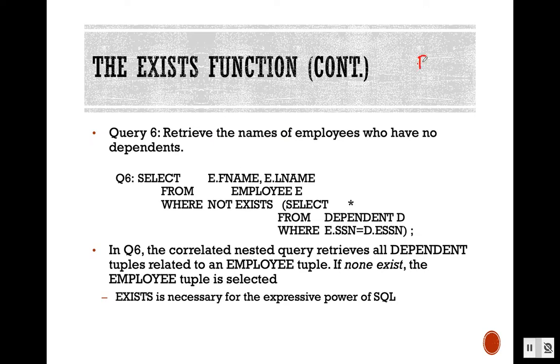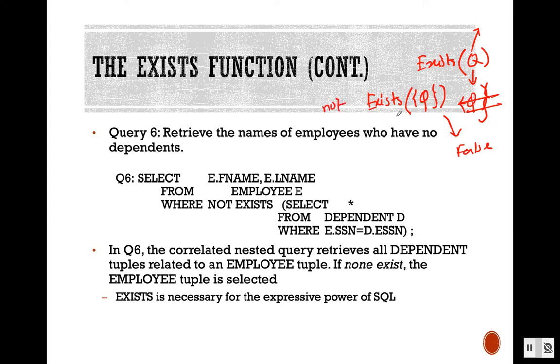Now the exist function will return true if the query has at least one result. Now if the query has no result, meaning the query returns a null set, that will return false. So the exist function returns false if the result of the query is a null set, meaning the query doesn't return any tuple.